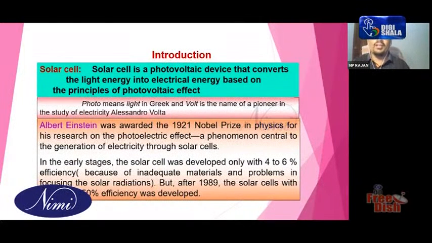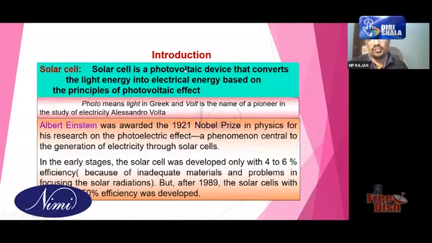Now the light, actually in Greek, photo means light. Photovoltaic: Volt, you know the name of a scientist who was a pioneer in the study of electricity, Alexander Volta. So joining both, we get photovoltaic. So a solar cell is a photovoltaic cell, although it is the same. But there is a slight difference: solar cell means we are using only the solar light, sunlight. That is specifically what we call a solar cell.